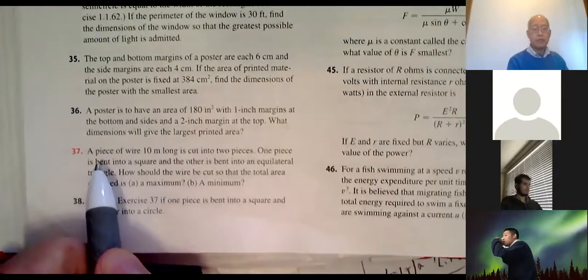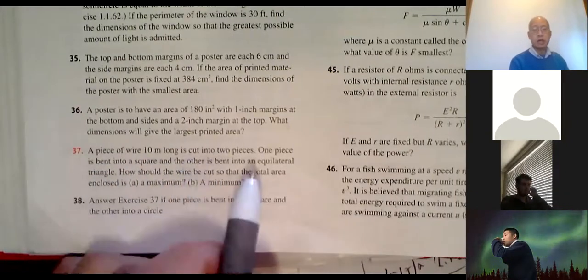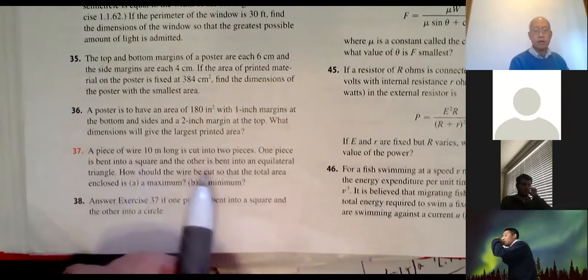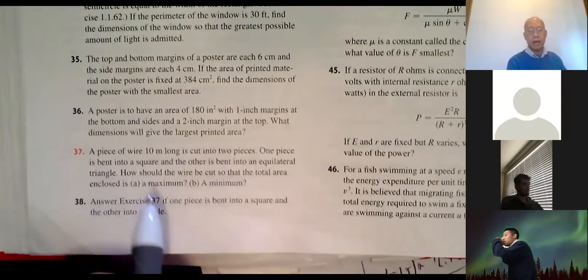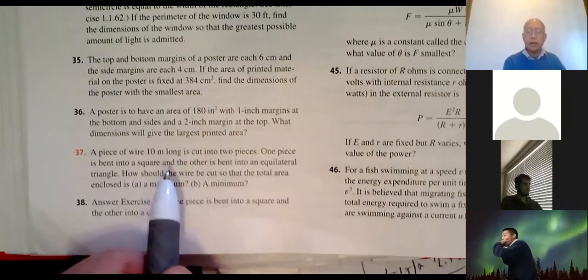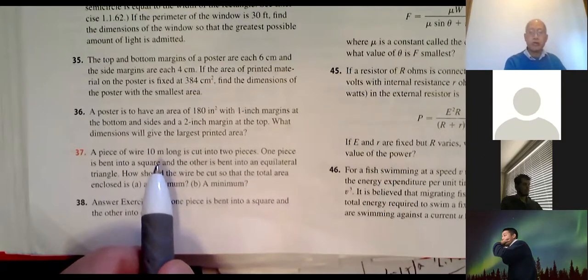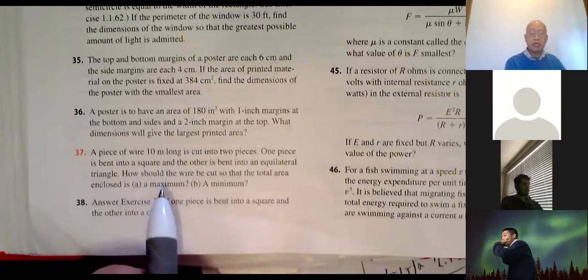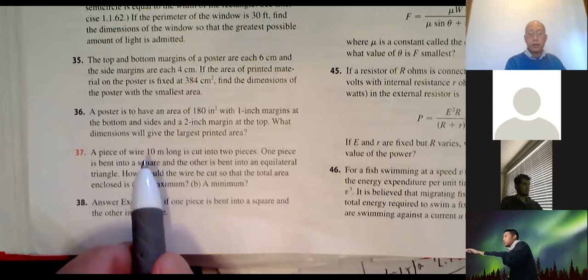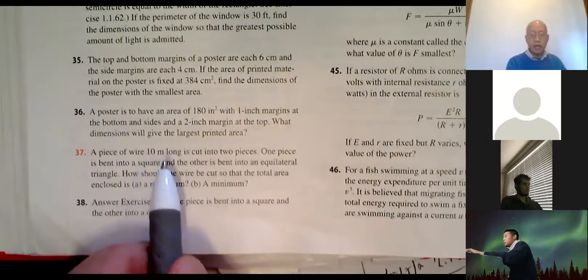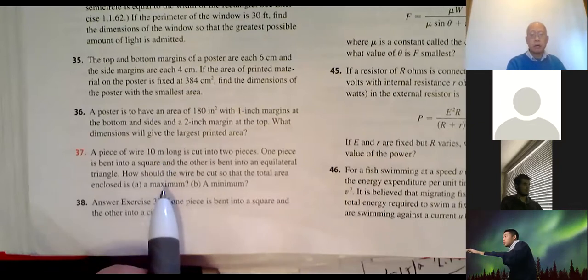37. A piece of wire 10 meters long is cut into 2 pieces. One piece is bent into a square, and the other is bent into an equilateral triangle. How should the wire be cut so that the total area is a maximum and a minimum? For this, we're going to allow for the possibility that the whole thing is a square and the whole thing is a triangle. So this becomes maximizing and minimizing on a closed interval, way back in section 1, where the wire is between 0 and 10, so the cut is between 0 and 10. And we're trying to maximize and minimize on a closed interval.